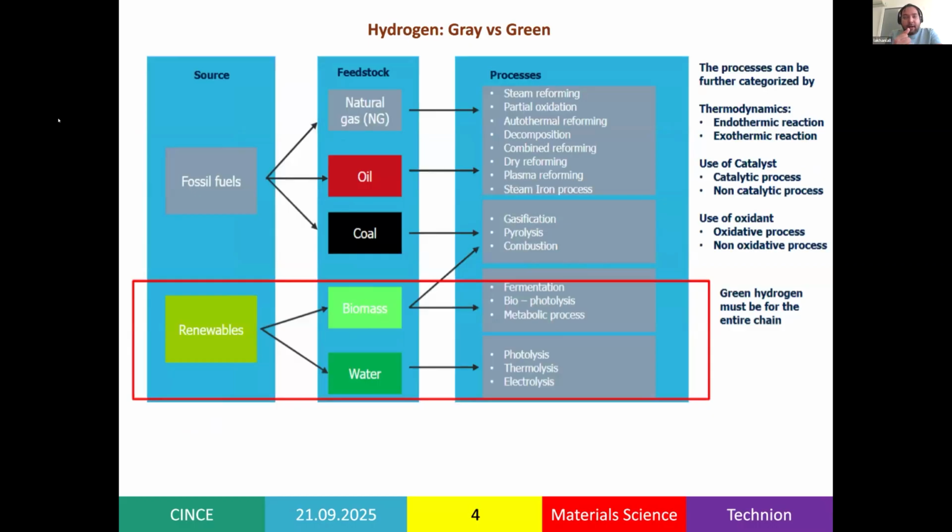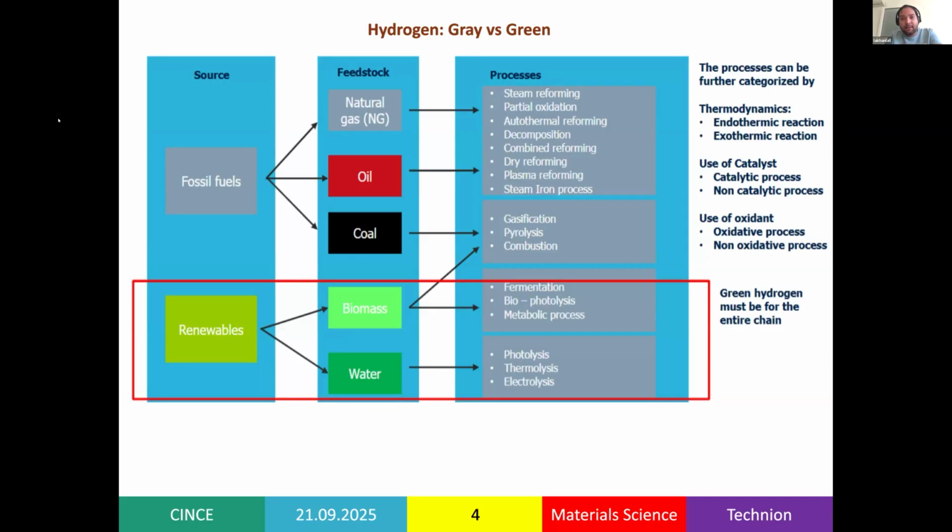So we have two different types of hydrogen, like we label them into two different groups, gray hydrogen and green hydrogen. There are others also, like pink and blue hydrogen, but overall, we say gray versus green. So it depends on what is your feedstock for this hydrogen. If you are getting your hydrogen from natural gas or oil or from coal, it will be labeled as gray hydrogen. And if you are producing it from renewables like biomass or from water, it will be called green hydrogen. And we have different processes to produce hydrogen from all these feedstock.